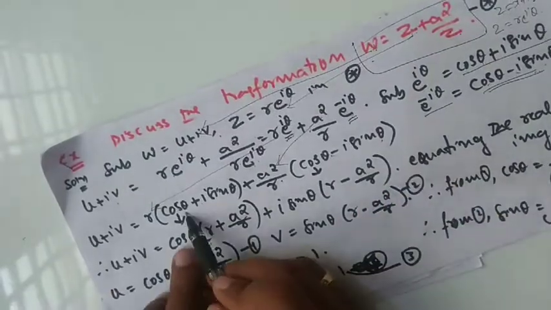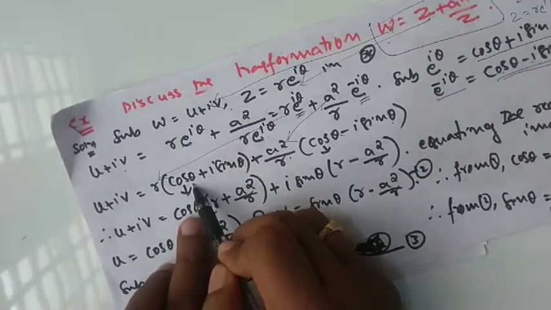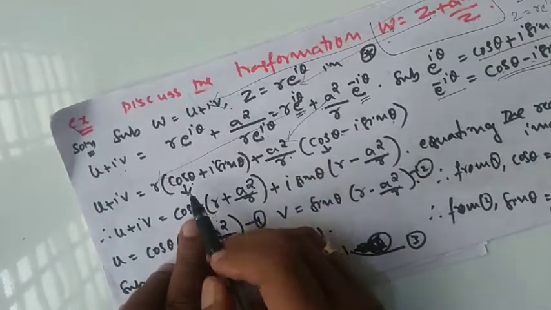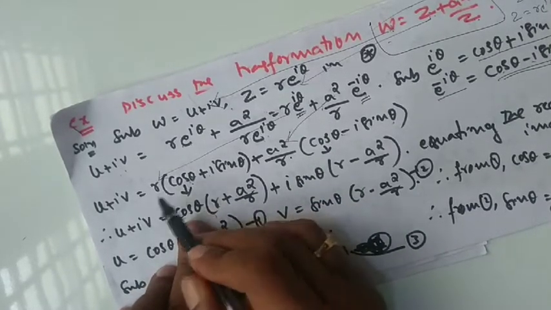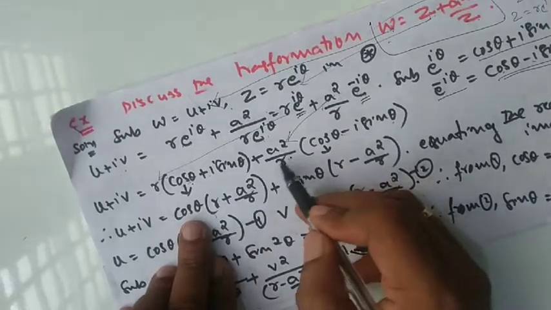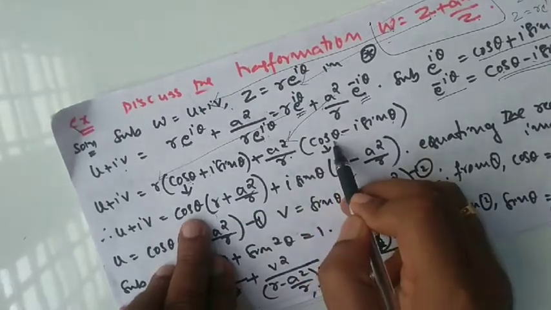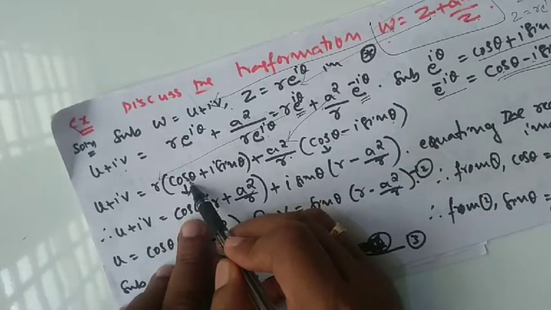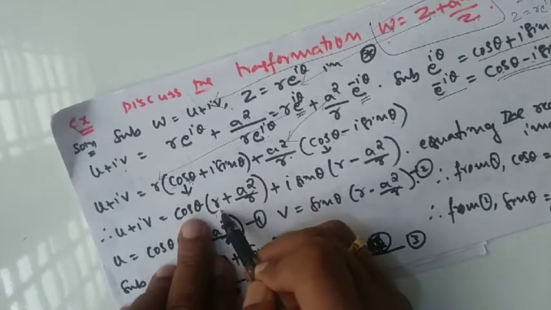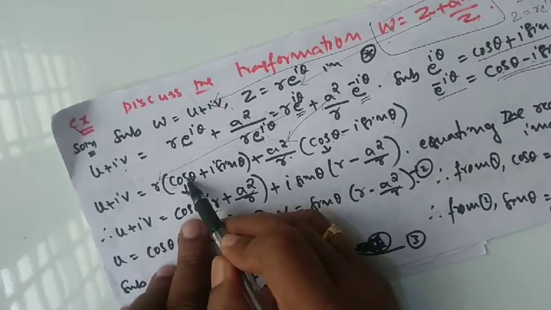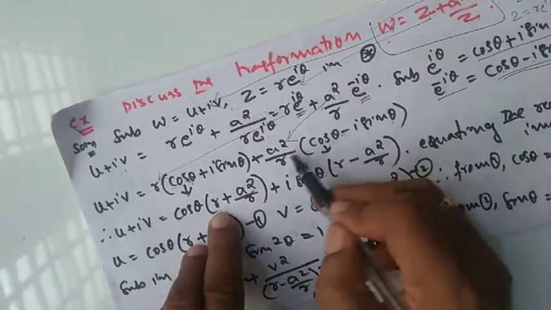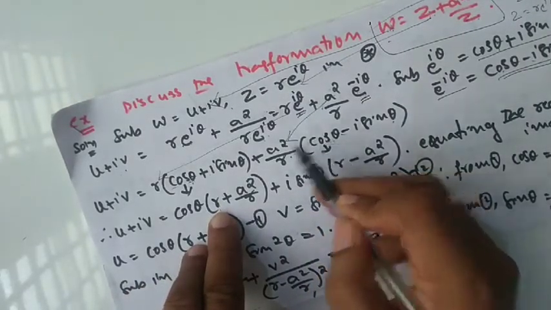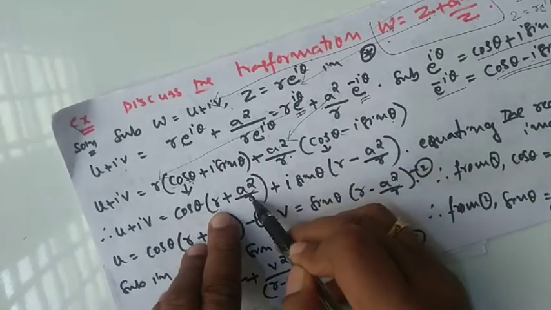Now, as usual, I have to separate the real and imaginary parts. So in the real part, what is the real part? R cos theta, because this is not having I. What is the real part here? A squared by R into cos theta. It is not having I. Now, you take cos theta as common factor. If I take cos theta as common factor, what remains? R remains in this term. In this first term, if I take cos theta as common factor, what remains? A squared by R. I have written that.